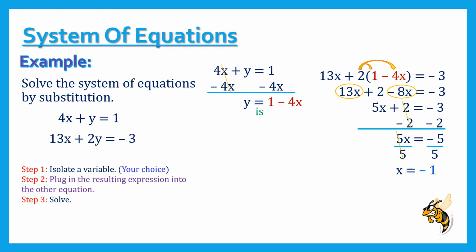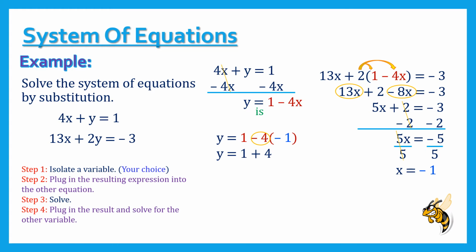Now that I know that x is negative 1, I can replace the x in the expression 1 minus 4x to find out what is the value of y. So y is equal to 1 minus 4 times negative 1. So I'm going to take that negative 4 and multiply the negative 1, and a negative times a negative is positive, so y is therefore equal to 1 plus 4. Y is therefore equal to 5.